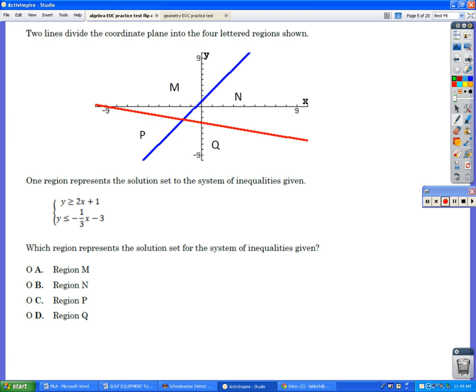All right, next one. Two lines divide the coordinate plane into the 4 lettered regions shown. One region represents the solution set to the system of inequalities given. They have the lines graphed for you, they just have not done the shading part. So the first thing you have to do is look at this and figure out which line is y is greater than or equal to 2x plus 1, the red one or the blue one?